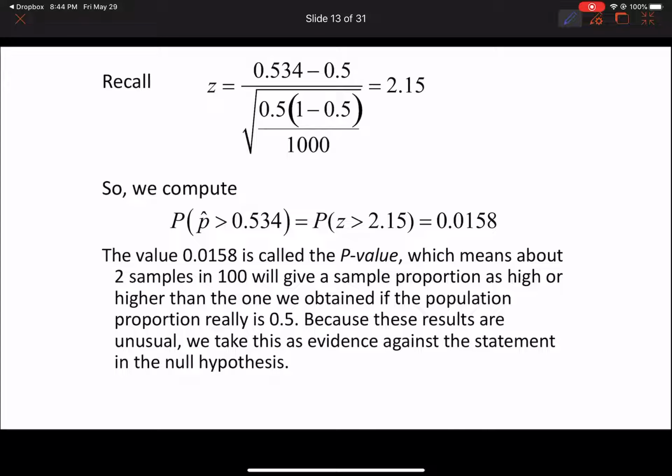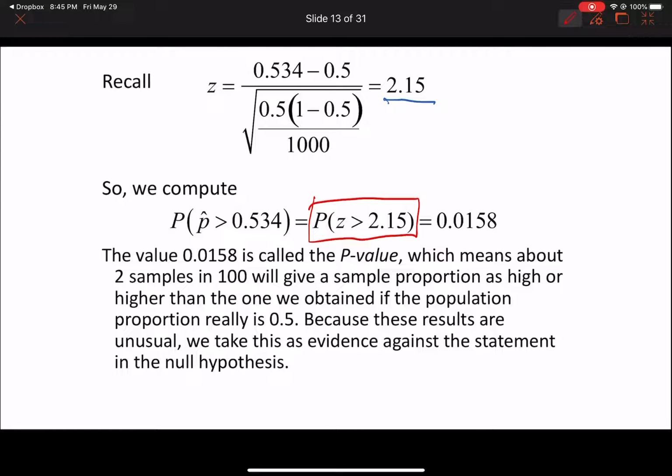Okay, so let's recall this. Our z-score was 2.15. What we were saying was we're finding the probability of getting a z-score greater than 2.15. Now you could look on your z-table. Remember, your z-table will require you to do 1 minus, because the z-table does less than. So whatever you get on your z-table, you can do 1 minus.